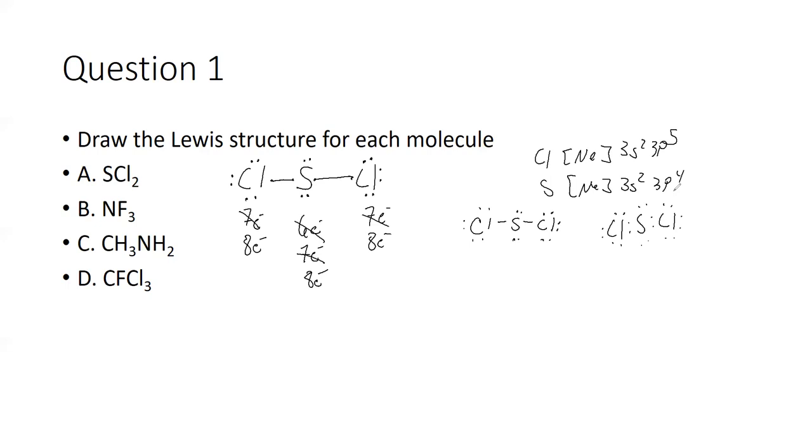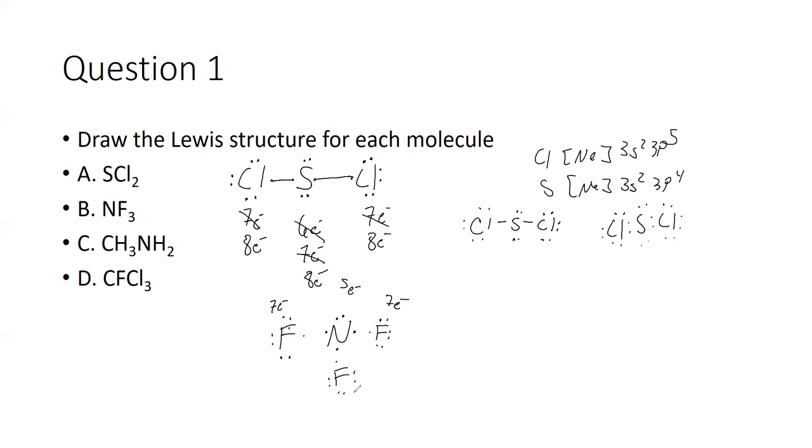Right. So that's been 2 minutes, 30 seconds. So let's look at NF3. First thing is the skeleton, and N is by itself. So I'm just going to put F around the ends. And then valence electrons. Nitrogen has five valence electrons. So let's do that. One, two, three, four, five. Fluorine each has seven. Two, four, six, seven. Two, four, six, seven. Two, four, six, seven. Seven, seven, seven, and then five.